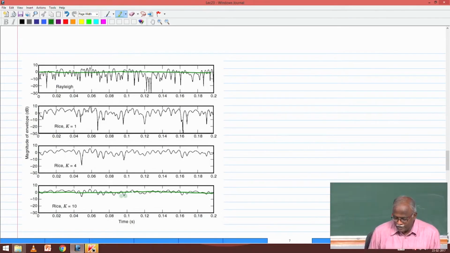It's also good because it tells you that the amount of margin that you must allow for small scale fading is now significantly reduced, because the level of fluctuations is not as you would see in a Rayleigh fading channel.